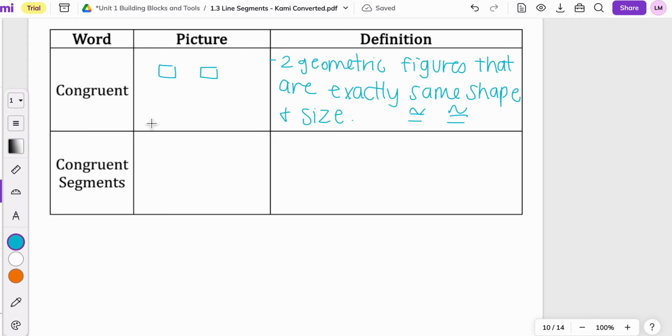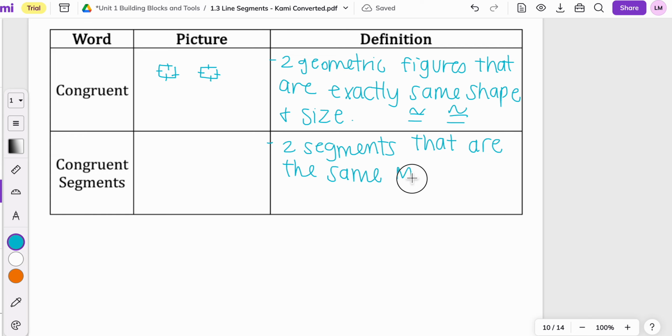Here are two congruent squares where you would have the same amount of tick marks on all sides. Okay? We're going to use that tick mark when we talk about congruent segments, meaning we have two segments that are the same measure. Okay, that can look like this.